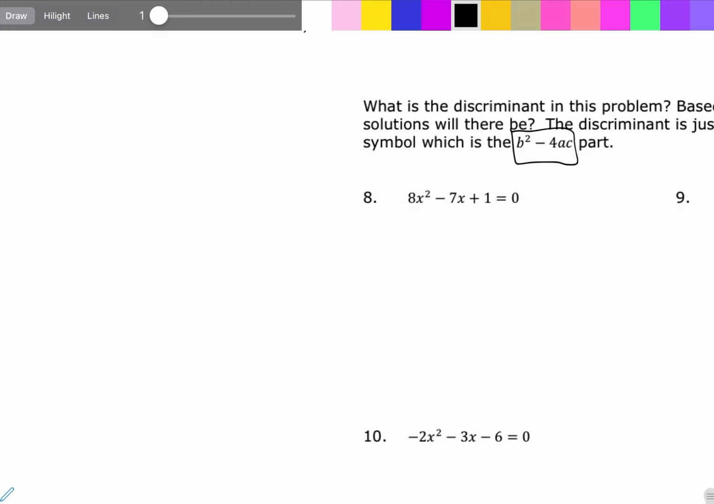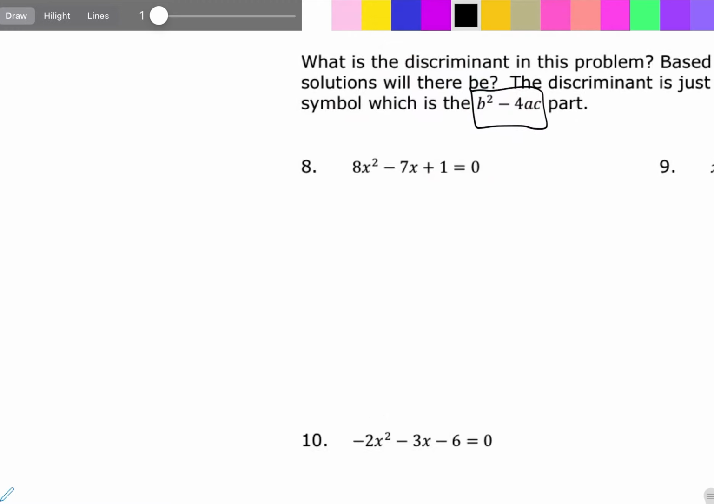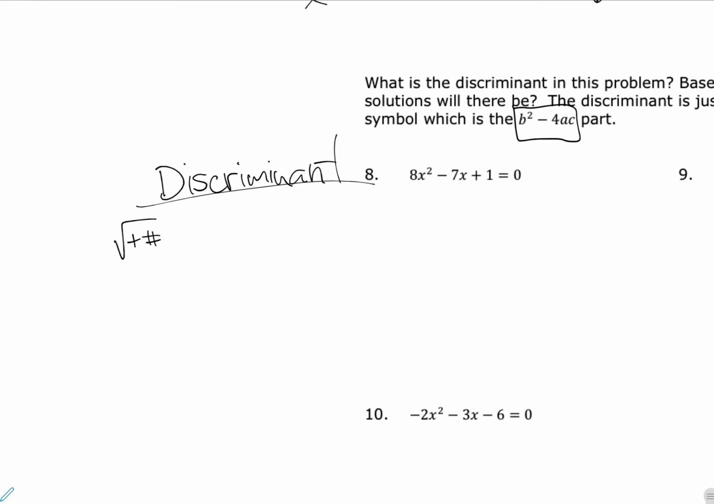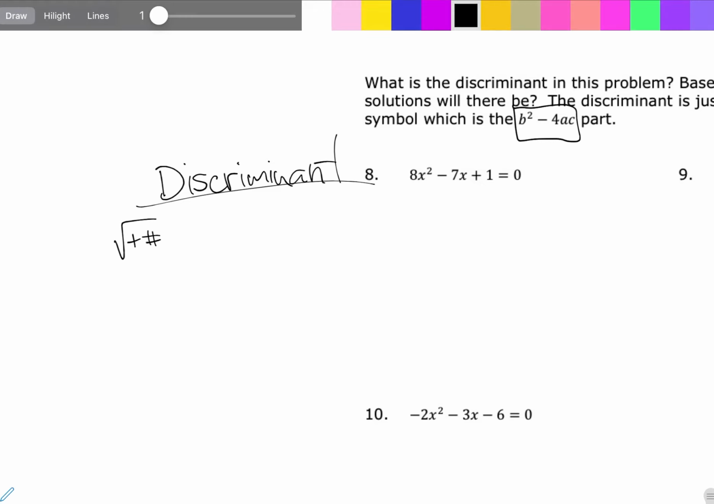And one more thing for you to add to your notes for problems 8, 9, and 10. Whenever you are working with the discriminants, if your square root number is a positive number, after you type all this good stuff into the calculator, you will have 2 real solutions, okay? 2 real solutions.